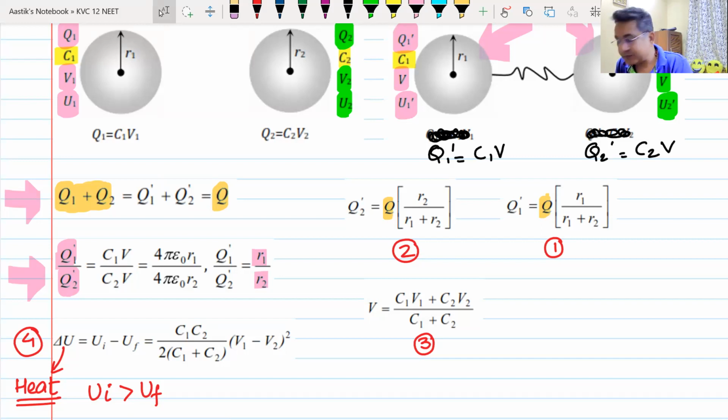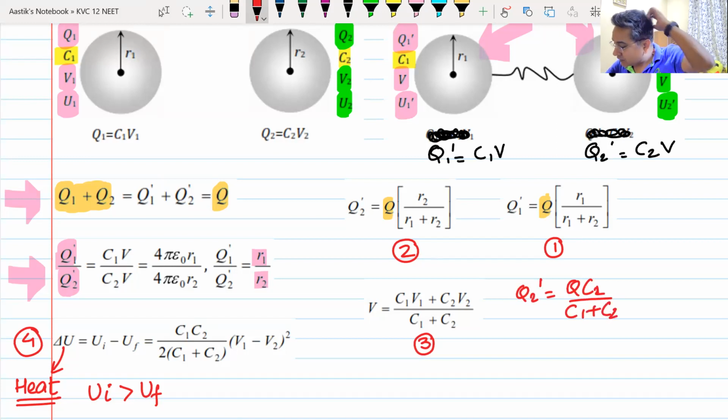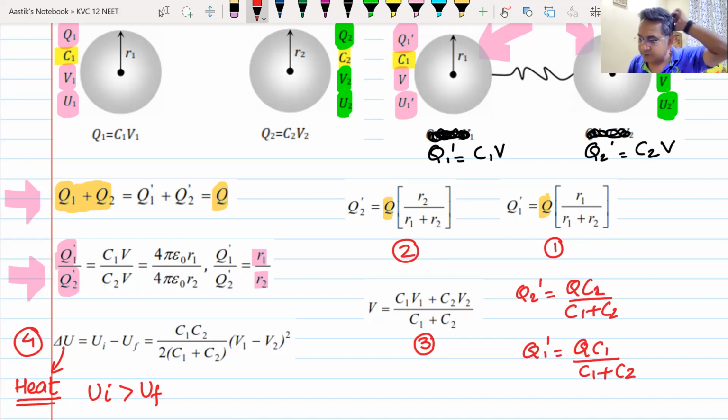And in place of R1 plus C1, you can write this formula of Q2 dash as Q into C1, Q into C2 upon C1 plus C2. Similarly, you can write Q1 dash as Q into C1 upon C1 plus C2. You just multiply and divide by 4 pi epsilon naught and you will get your answer.